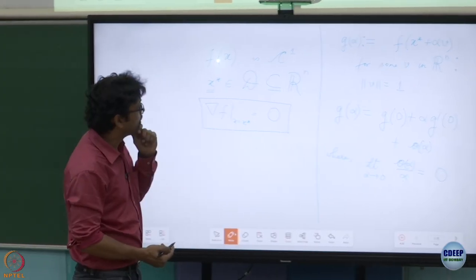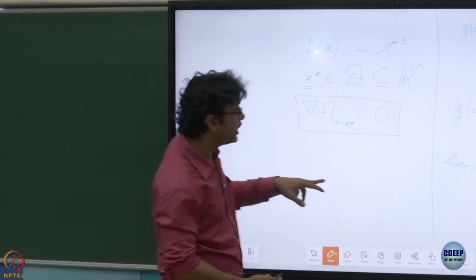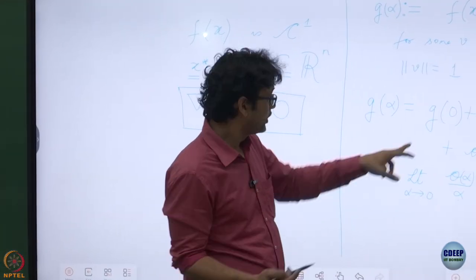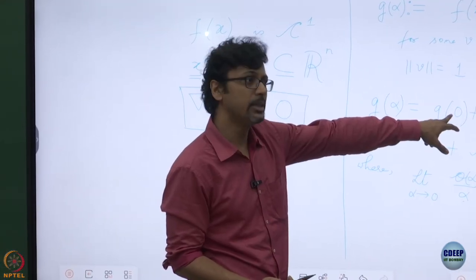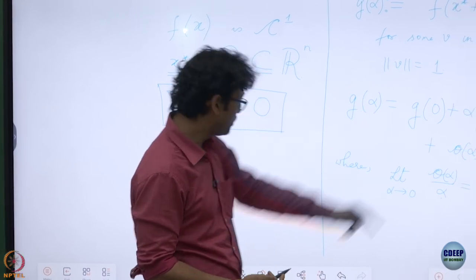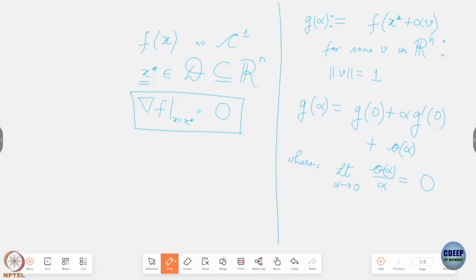So what can we say about this now? You see, we have claimed that g of 0 should be the minimum value attained by this, which means that if we are taking this g of alpha minus g of 0 here, what should it be? It's a scalar, of course. What can you say about this number?